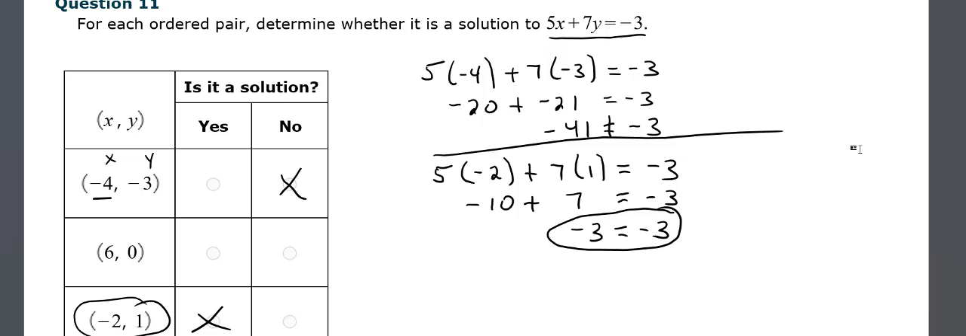So all you're going to do is plug in the given values for x and y and make sure that the left-hand side equals the right-hand side. If it does, then it is a solution. If it doesn't, then it is not a solution.